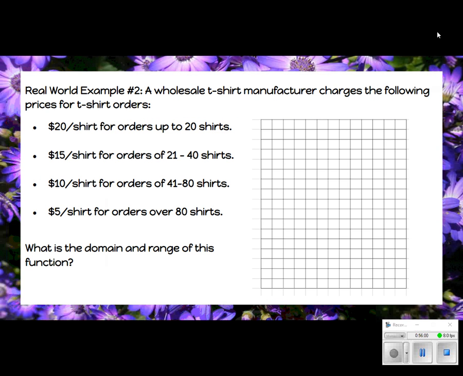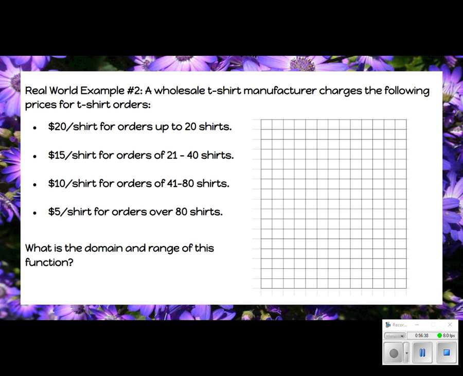All right, here's another example. A wholesale t-shirt manufacturer charges the following prices for t-shirt orders. $20 per shirt for orders up to 20 shirts. So you can buy one shirt, two shirts, three shirts, all the way up to 20, and you would get charged $20. If you buy between 21 and 40 shirts, you would get charged $15. $10 for 41 to 80 shirts, $5 per shirt for anything over 80 shirts. So what is the domain and range of this function?